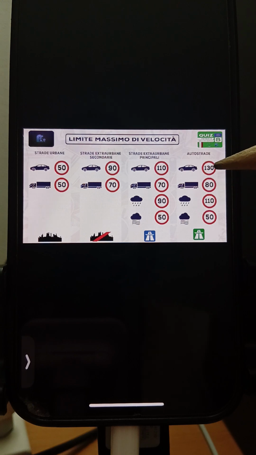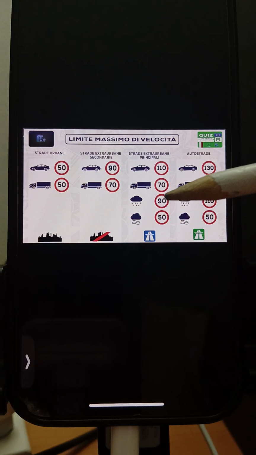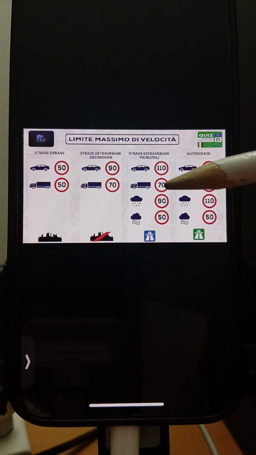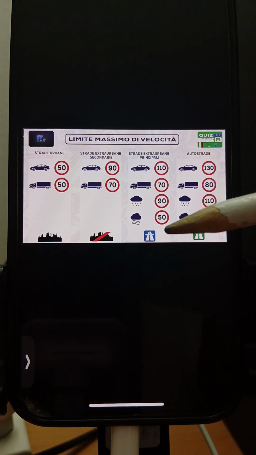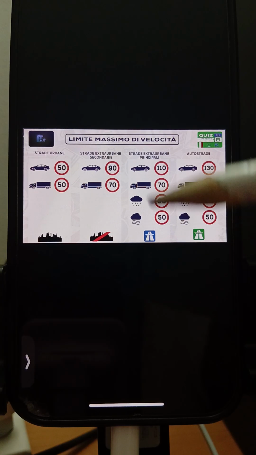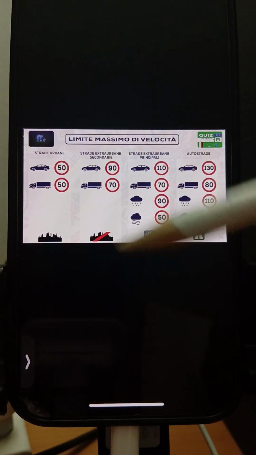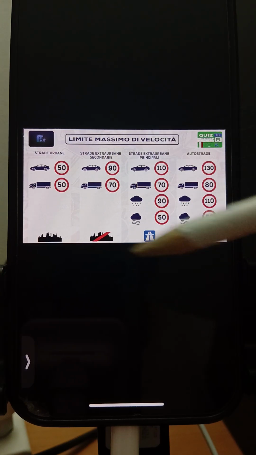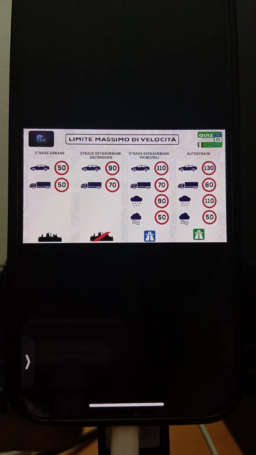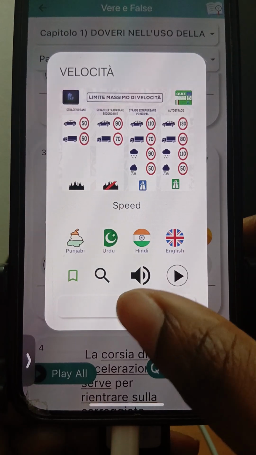In autostrada, like we see, 130, 80, 110, 50. Strada extraurbana principale, 110, 70, 90, 50. When it's raining, 90. If it's an autocar, maybe that is superior 3.5, 70. If it's snow, 50. You can see these are the maximum speed limits in Italy road. Take a screenshot.